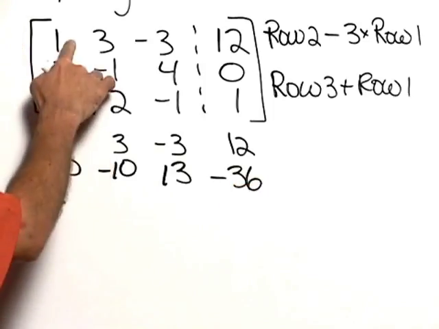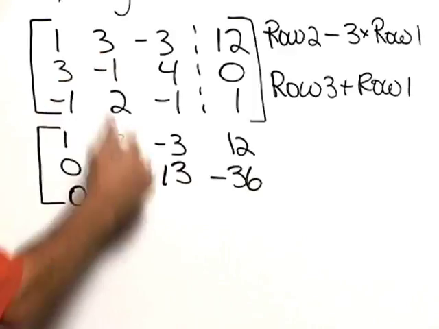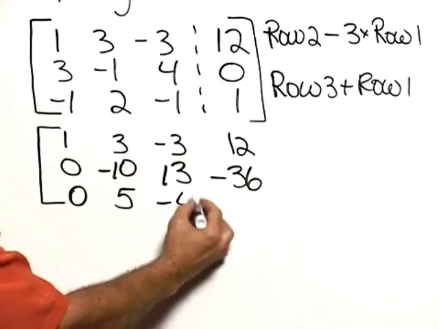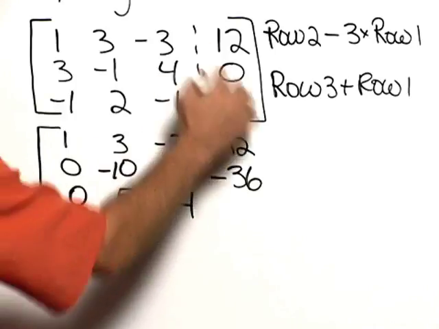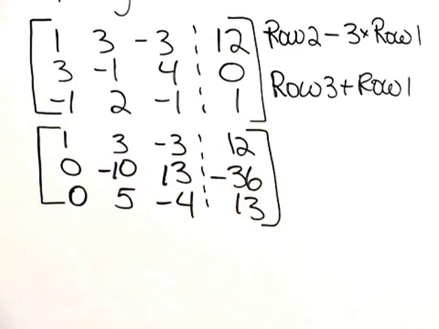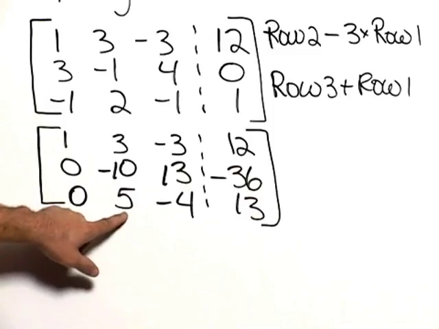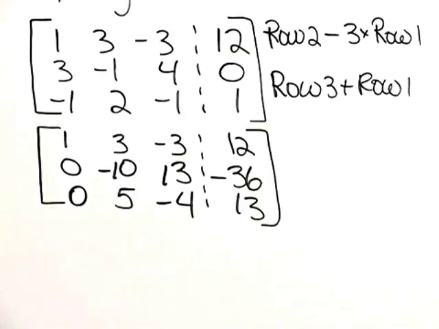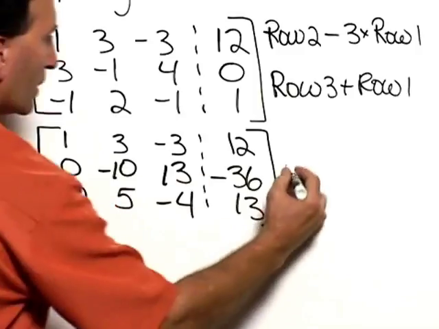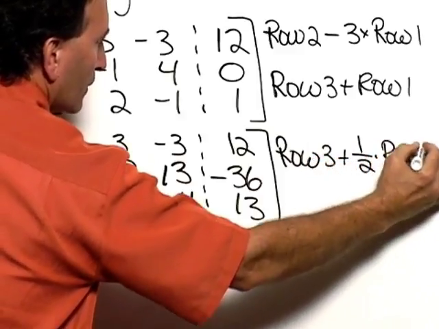Row 3 plus row 1 gives us 0. 2 plus 3 gives us 5. Negative 1 plus negative 3 is negative 4. And 1 plus 12 is 13. And put our dividing line. The only thing now is to get a 0 in this position. One way of doing that would be to take row 3 and add half of row 2. So row 3 plus half times row 2.